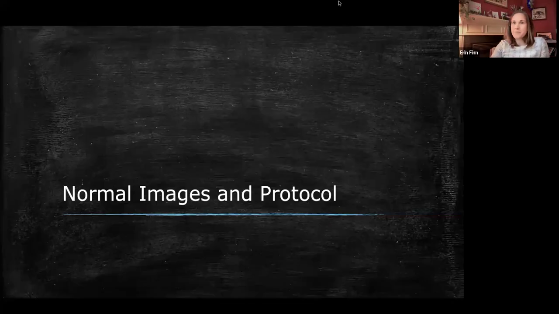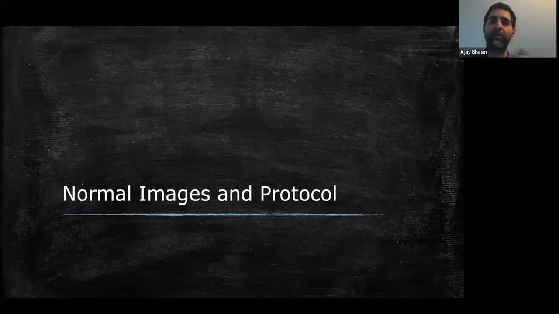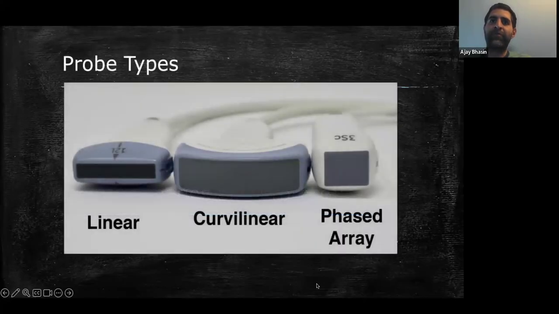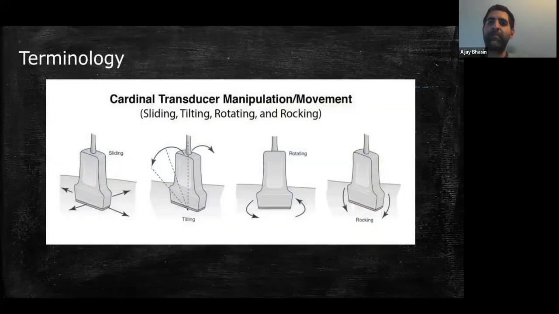Thanks, Erin. So just to set the stage, we can all have the same language as we go forward, so everyone can understand the same things. We'll first talk about probes. There are three main probe types: the linear, the curvilinear, and the phased array. For all the abdominal scans, we're going to try to focus on using the curvilinear probe, which is the middle one there. Next, we're going to talk about some common terminology in POCUS.